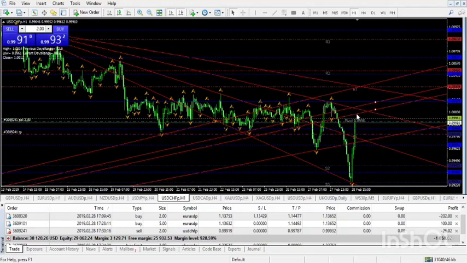Can you see this diamond shape here? The price is in this diamond shape right now. So when it reaches this wall, you have to start buying again until the next wall.